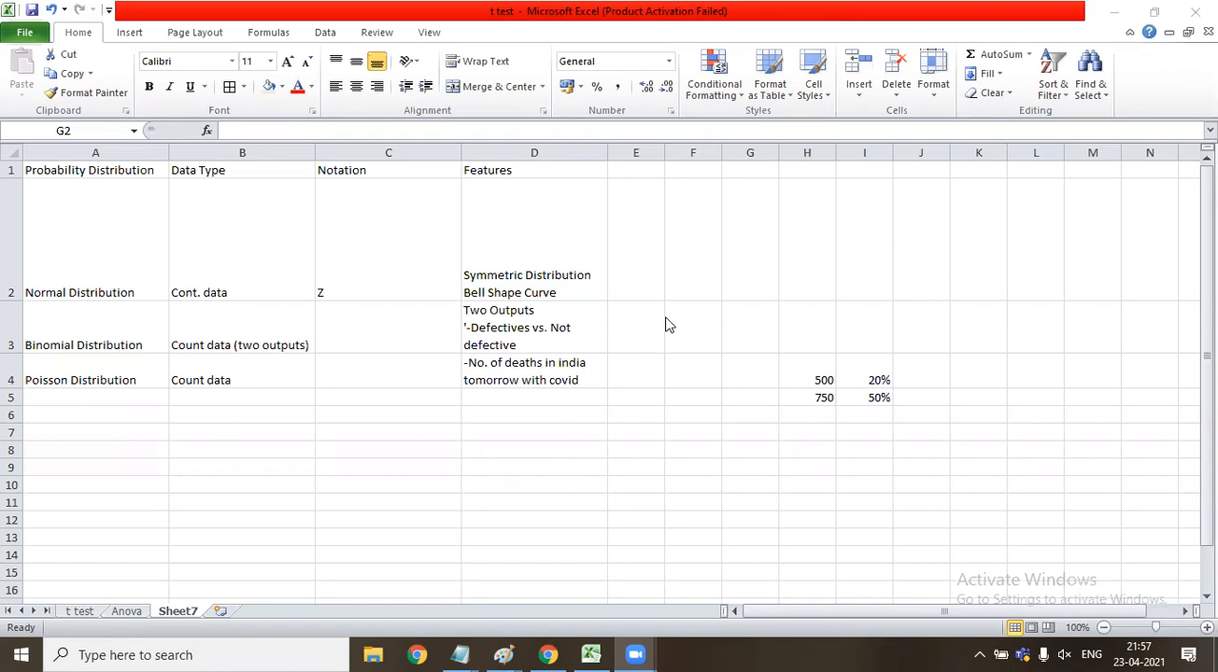Hi guys, can we start? Yes, sir. So the other distribution that we have is the T distribution. The T distribution is again a continuous distribution. It is represented by the symbol T. I will write some features.